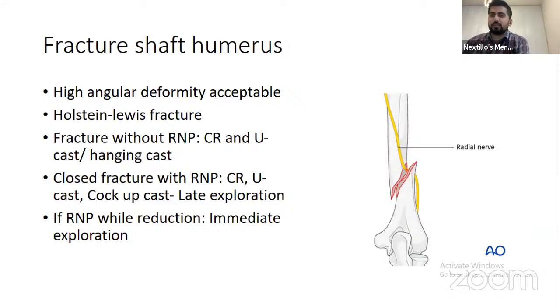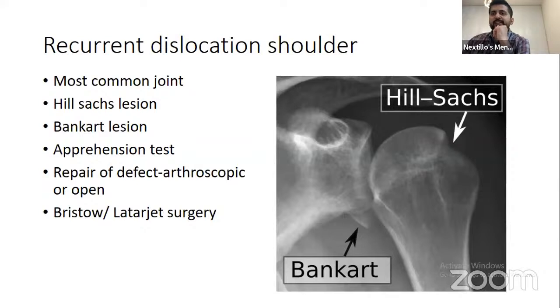Now, fractures of the shaft of humerus. Let's come to the shaft of humerus fractures. Now, if you can tell me what a Holstein-Lewis lesion is without looking at the coming picture, then we can discuss further about this topic.